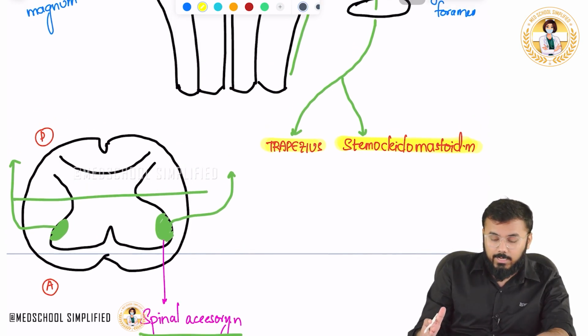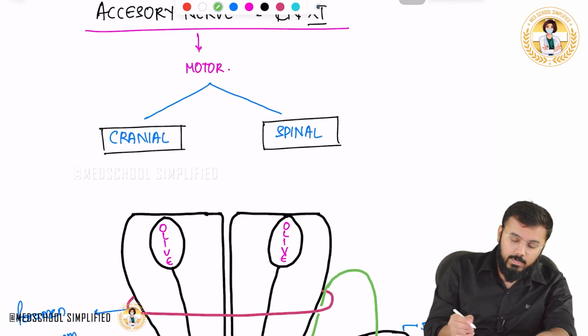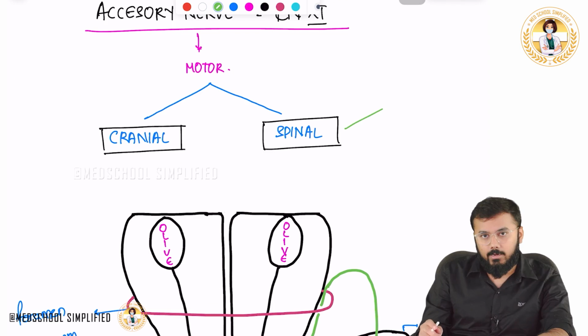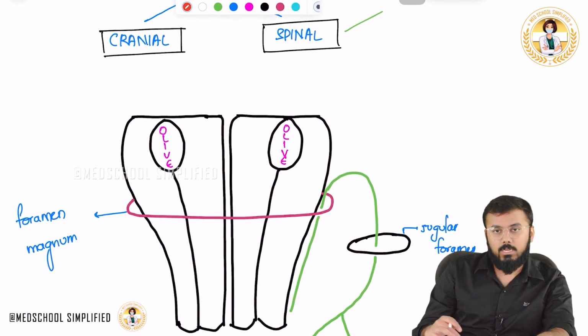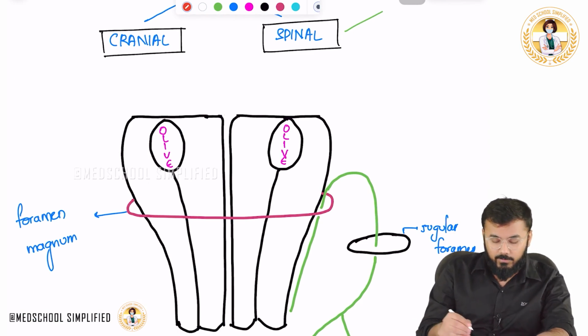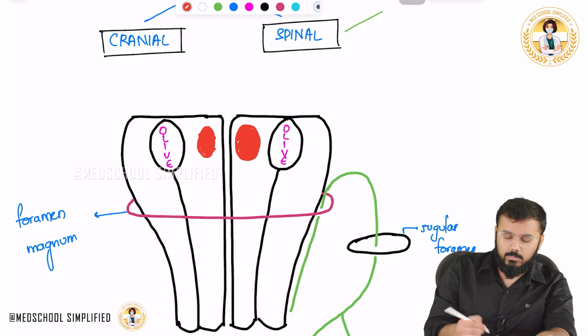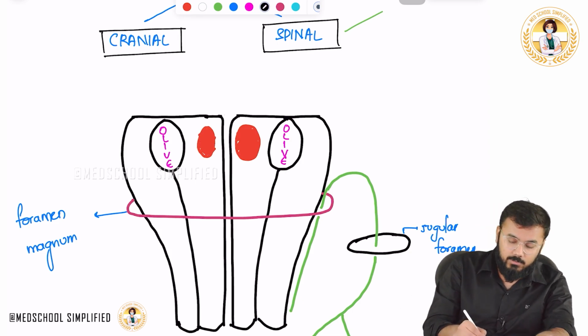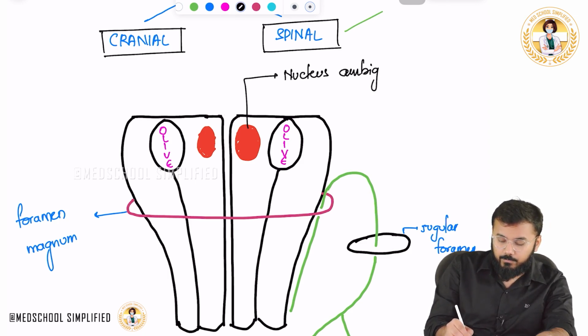Now this green color nerve root which I explained to you is called your spinal nerve root. Now when it comes to the cranial nerve root, the cranial nerve root starts just medial, okay? Just medial to the olives, we have got a nucleus here. So this nucleus is called the nucleus ambiguus. What is this nucleus called? This nucleus over here is called your nucleus ambiguus.